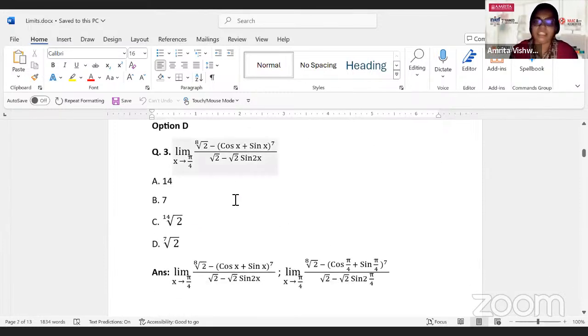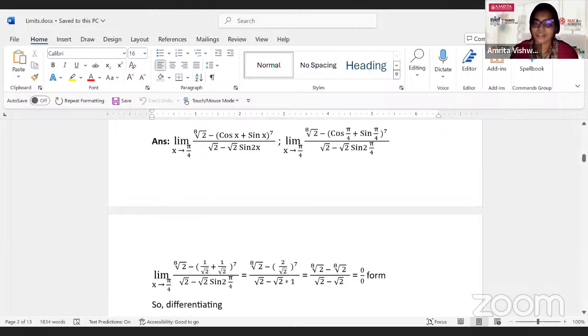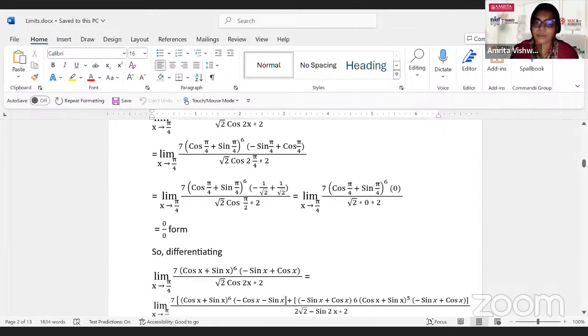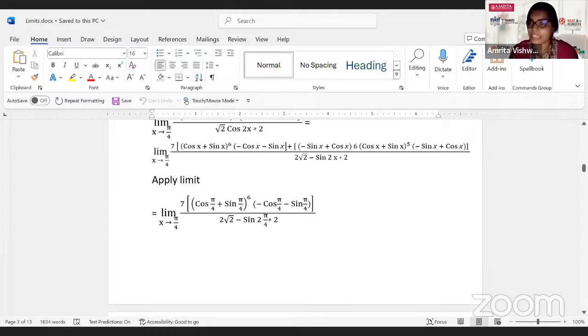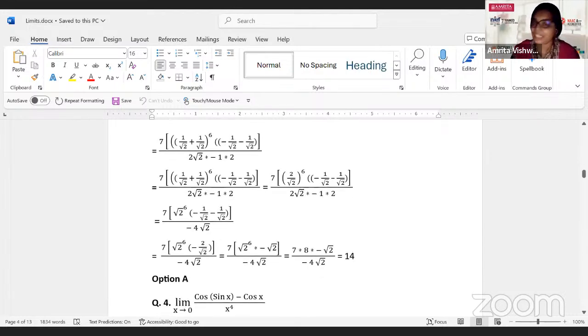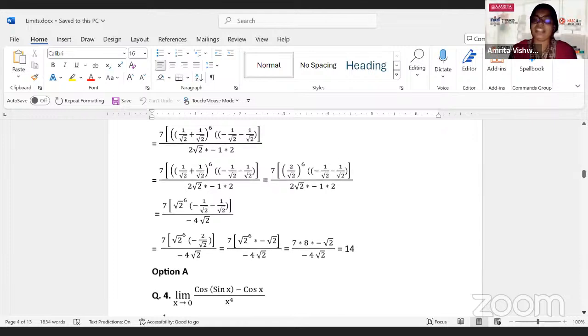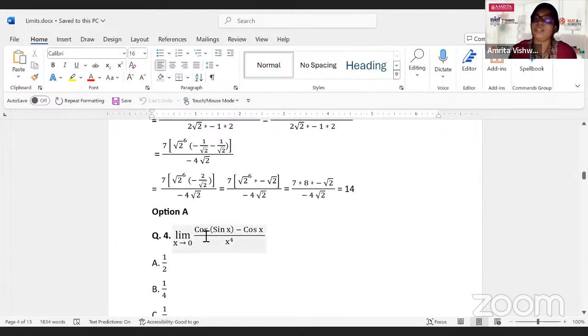Then the third thing here in this question, you have to understand the concept that is very, very important. Differentiating, substituting the limit, if it's of 0 by 0 form, repeating it and solving it. In this question, you have to understand how you have to solve the problem because it's of cos of sin x minus cos x by x raised to 4.